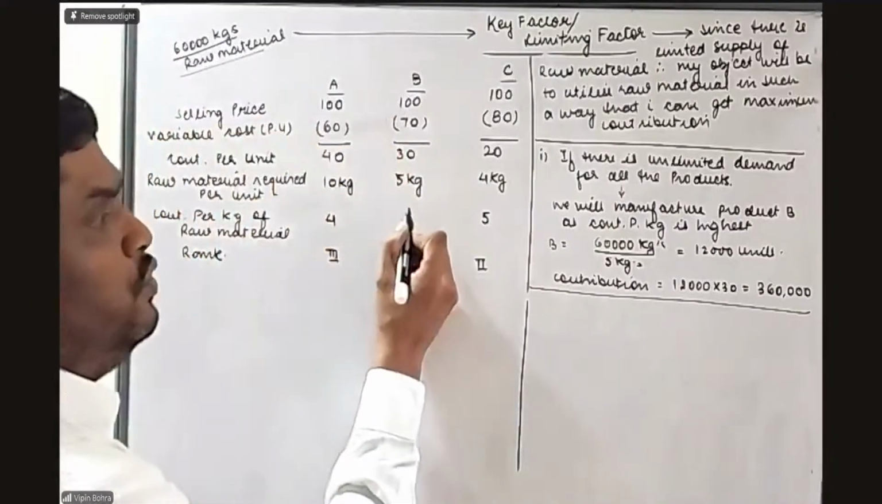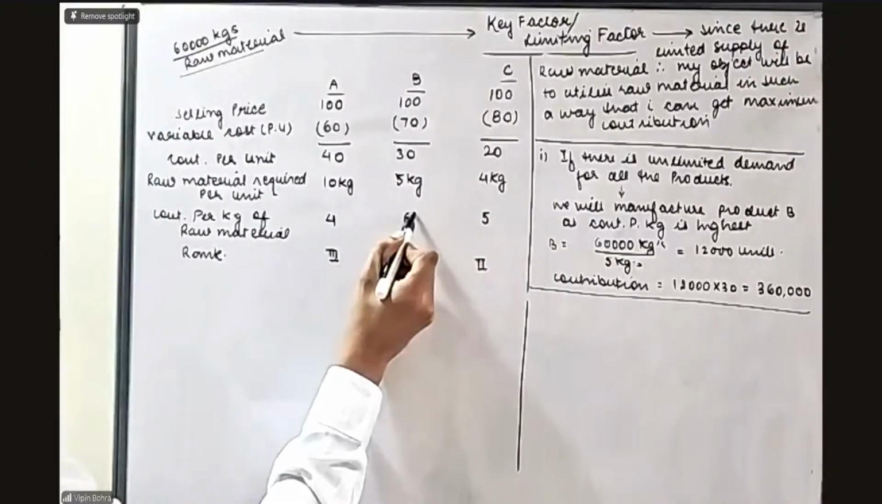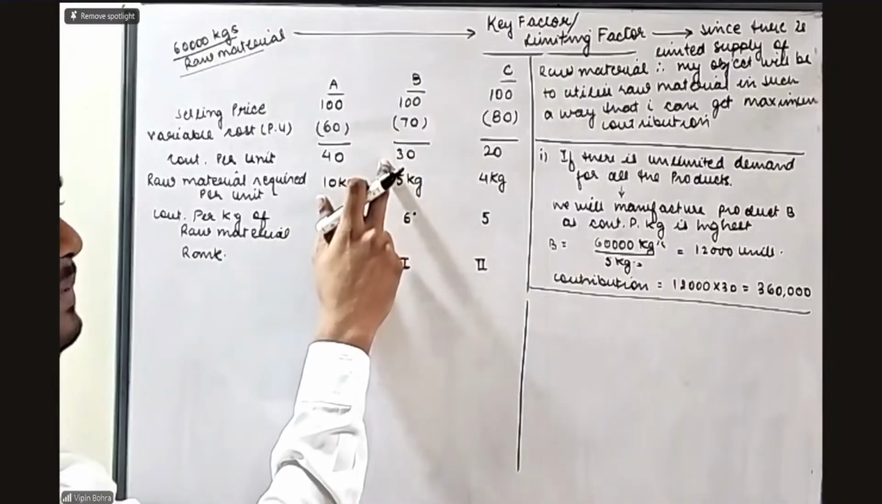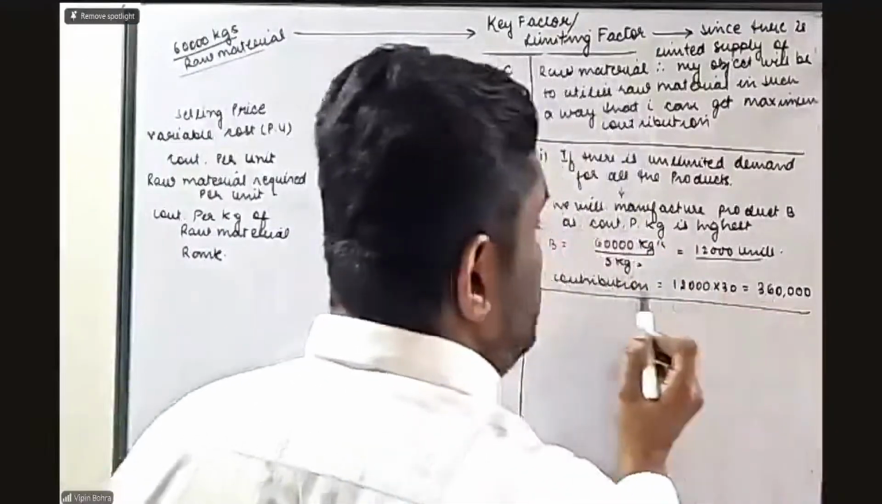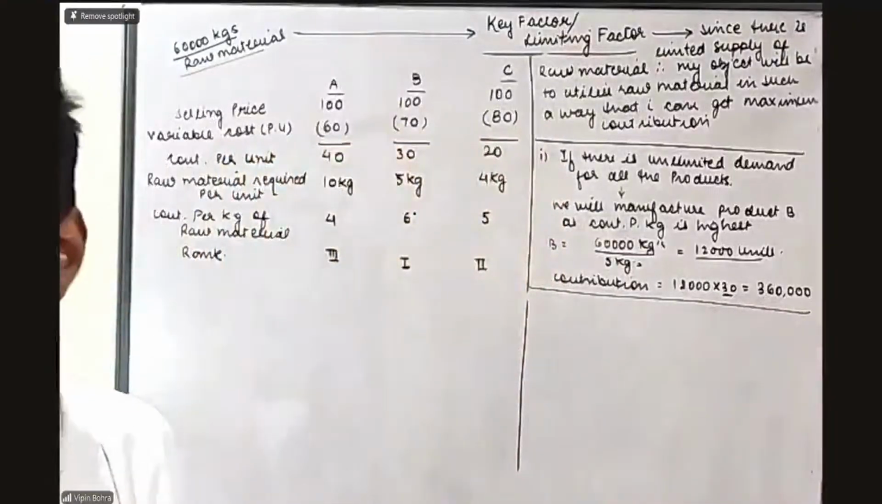This is contribution per kg of raw material. See, this 6 is my contribution per kg of raw material, and 30 is my contribution per unit. Since we have manufactured 12,000 units, 12,000 into 30 per unit, 3,60,000 will be my total contribution.